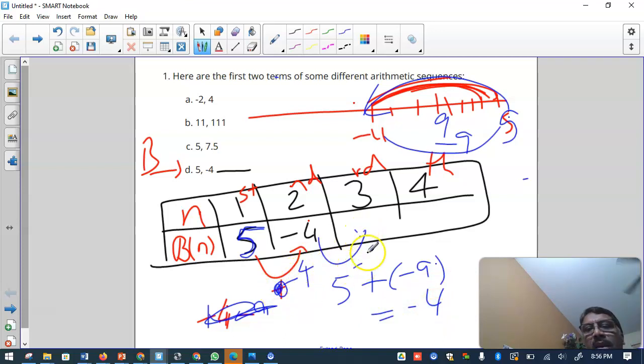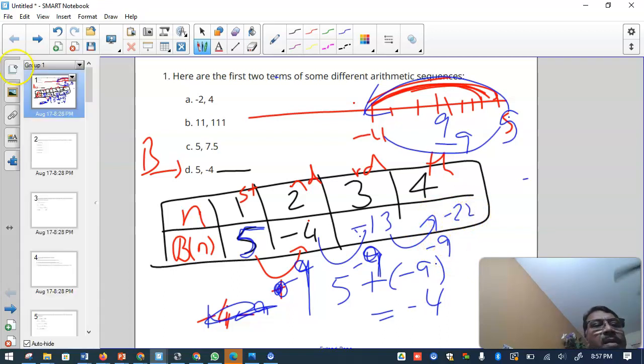So each time you're adding negative 9. You add another negative 9 here. So -4 and negative 9 will become -13, and then another negative 9 will become -22.